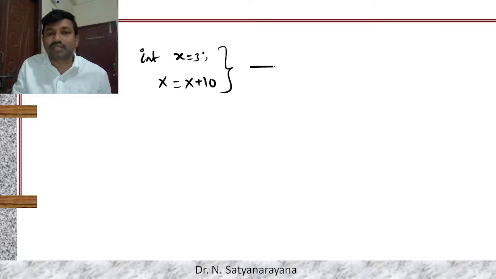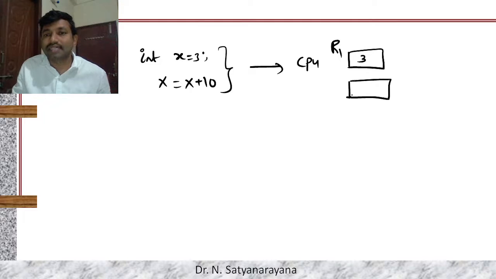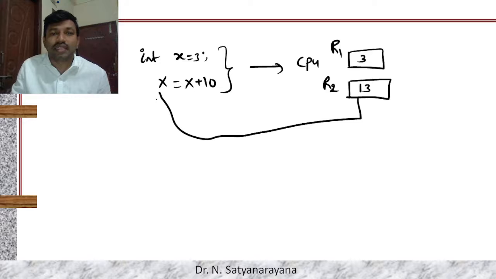For example, you can see if you write int x equal to 3, and then x is equal to x plus 10. What happens when these two instructions get executed on the CPU? The CPU will fetch the x value into register R1, say x is 3, and then it adds 10 to x, keeps the result as 13 in R2, and the value of R2 is assigned to x. That means the variable is getting updated.